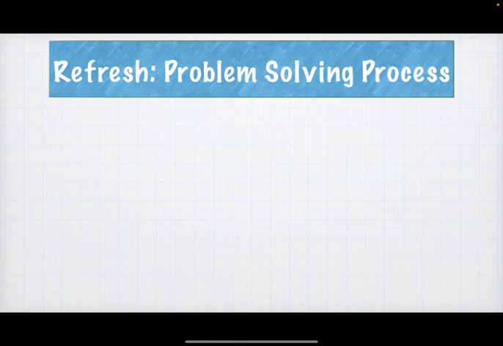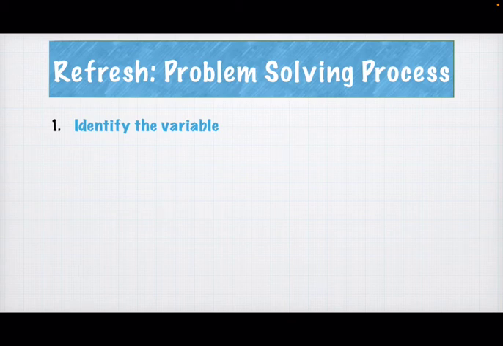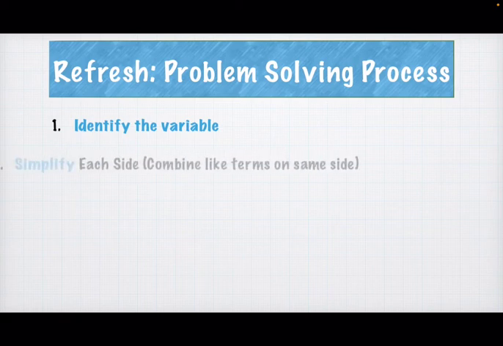Let's refresh the problem solving process really quick. We're going to identify the variable. This one is really important for solving literal equations because you're going to have a lot of letters in it. You need to know what letter you're actually solving for. Sometimes the one that you think is the variable you would normally solve for isn't, so you have to know exactly what variable you're solving for.